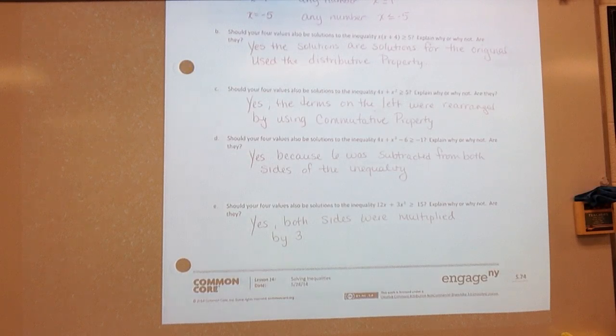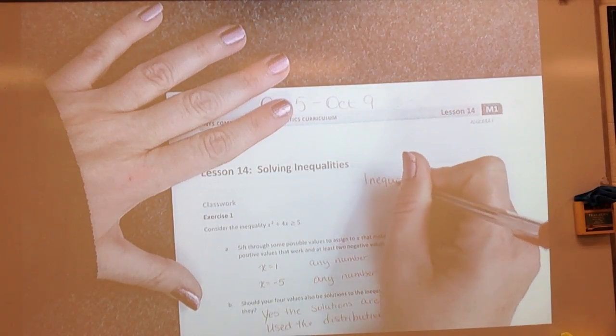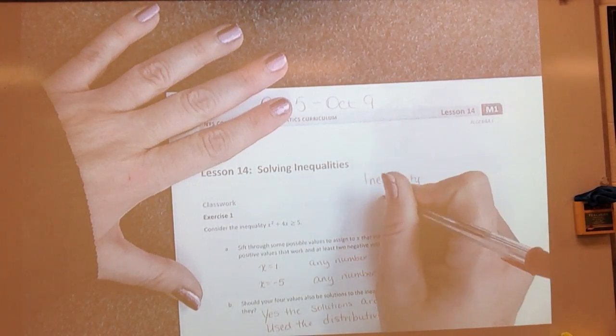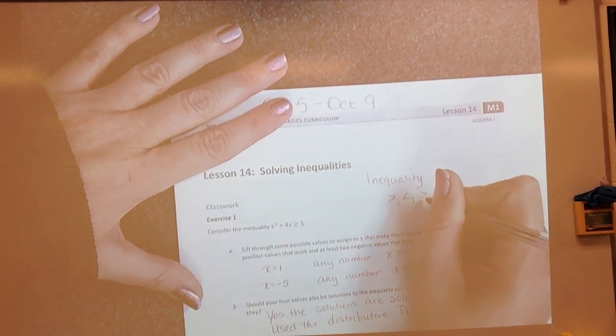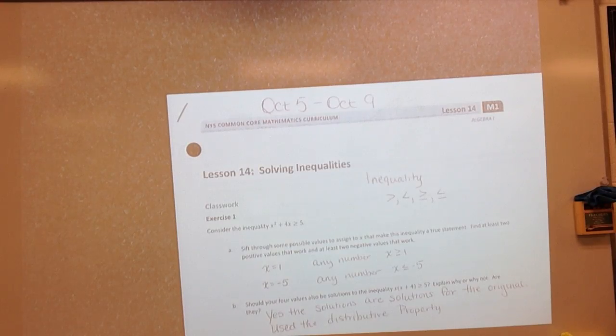All right? Just like all of our previous work on equations, rewriting an inequality using the commutative, associative, or distributive properties of real numbers does not change the solution set of that inequality. All right? Remember, when you see the word inequality, we are talking about greater than, less than, greater than or equal to, or less than or equal to. Okay?